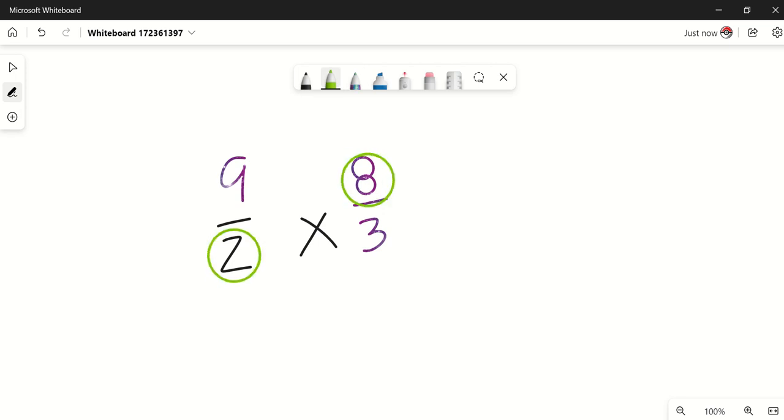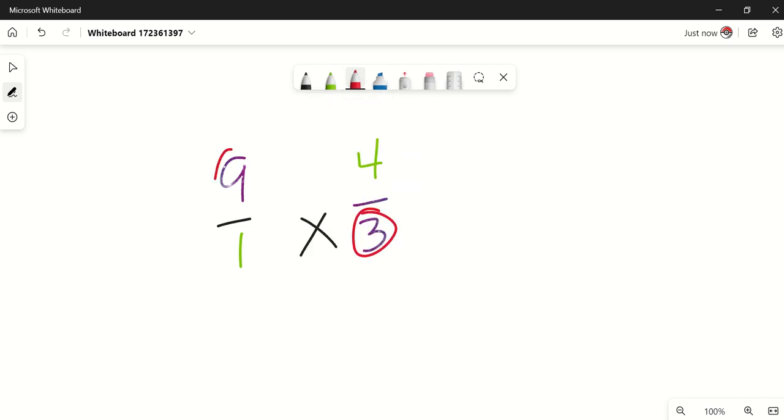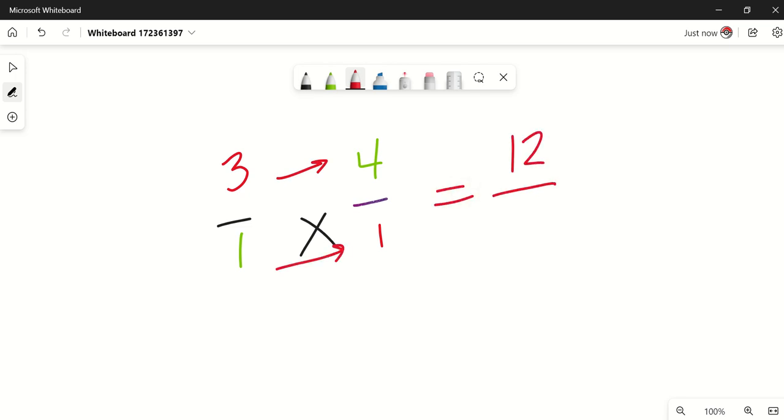8 and 2 both have 2 in common. If I divide 2 by 2, I get 1. And if I divide 8 by 2, it will become 4. And then on the other side as well, 3 and 9 do have common factors of 3. If I divide 3 by 3, it becomes 1. And if I divide 9 by 3, it becomes 3. I now have 3 times 4 and 1 times 1. This will give me 12 over 1, or just 12. And that should be my answer.